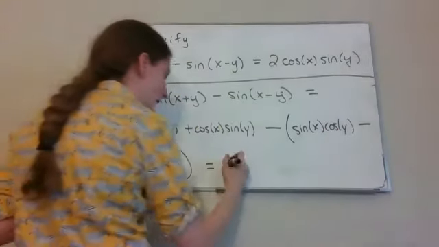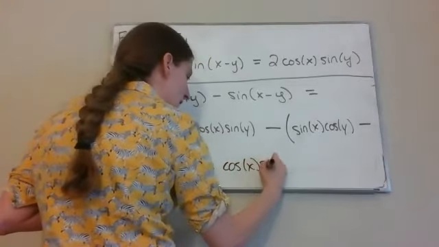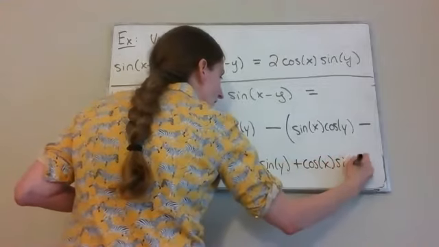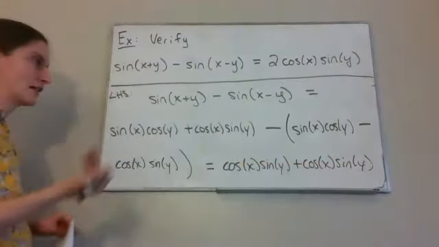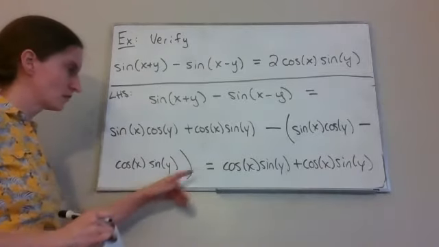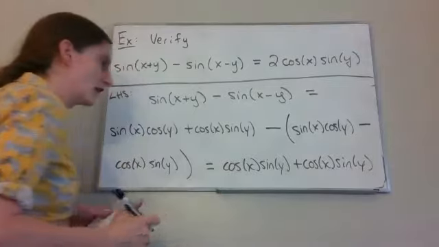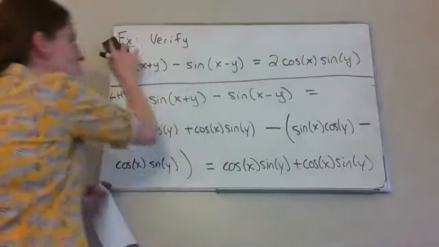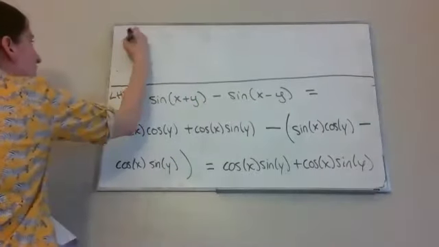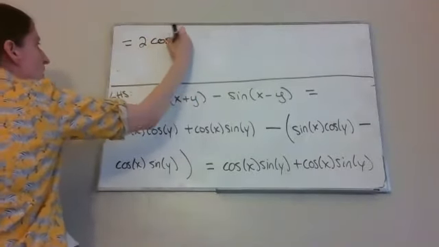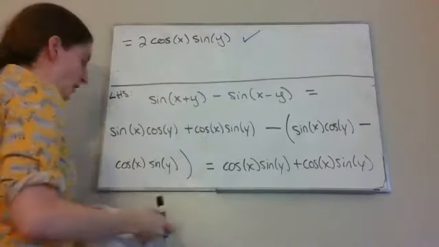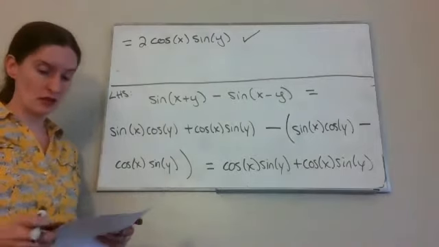So I have cosine x sine y plus cosine x sine y. And my sine x cosine y terms disappeared. They went to 0. They subtracted away. These two are the same thing, so I can add them together to get 2 cosine x sine y, which is exactly equal to that right-hand side that I was trying to show. So that formula checked out using just my sum or difference formulas.